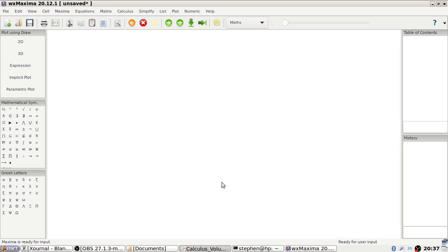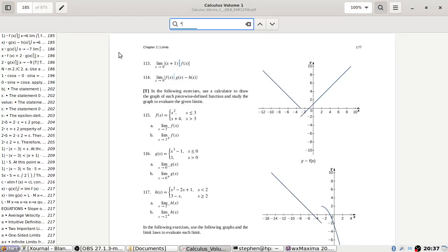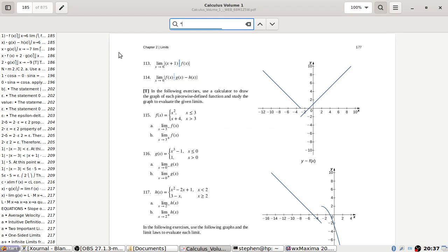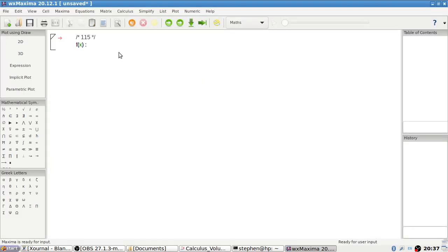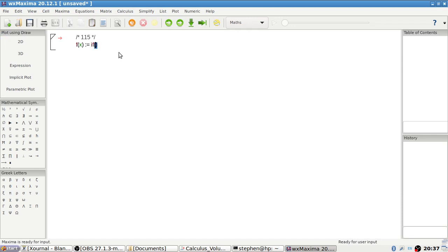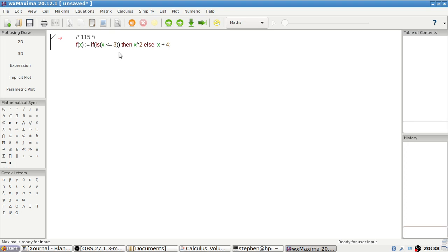Now, okay, this is question 115. Okay, let's try and make this. f(x) defined as: if x is less than or equal to 3, then x squared, else x plus 4. I'm not sure if this is the right syntax.